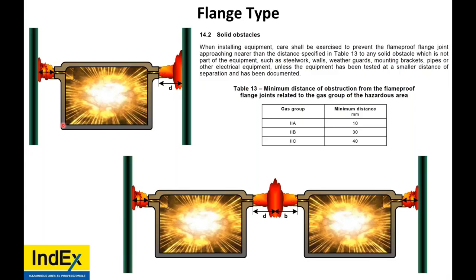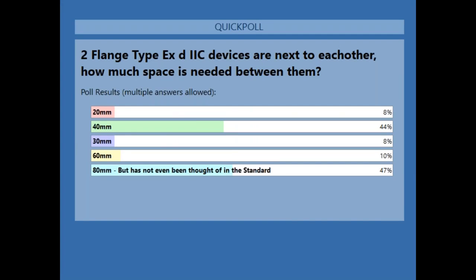81% and closed. Okay. So the 8% that said 20 millimeter, no, that is not correct. So you refer to the standard 60079-14, 14.2. That's not one of the answers. The answer of 60 millimeters, that is also incorrect. The answer of 30 millimeters, no, that's for 2B. The direct interpretation of the standard is 40 millimeter.